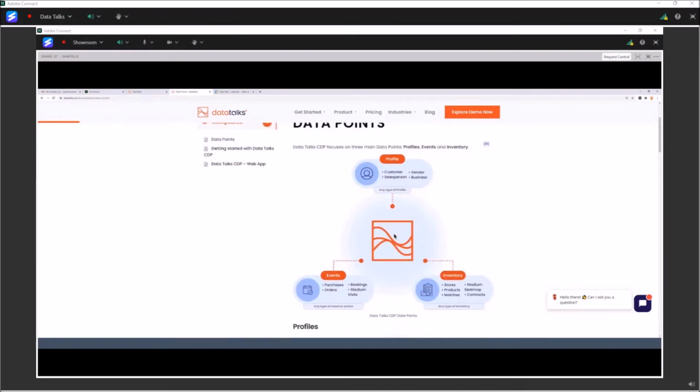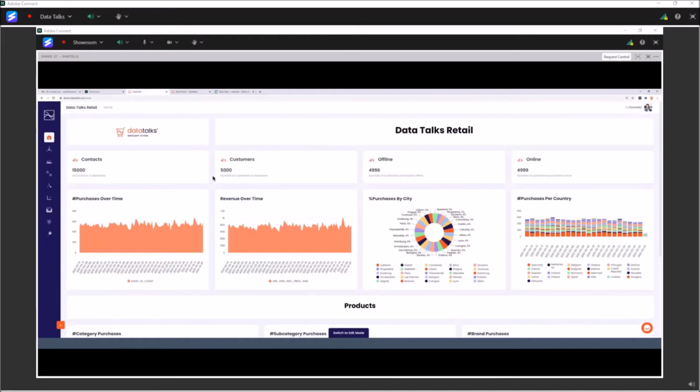You are free to bring your own data. You are free to describe the different profiles, events, and inventories however you want. You don't need to comply with any schema. We know that your data is quite volatile, flexible, and changes a lot. So it's up to you if you want to describe those entities with 10 attributes or 20 attributes or 200 attributes. That doesn't really matter. It's really up to you.